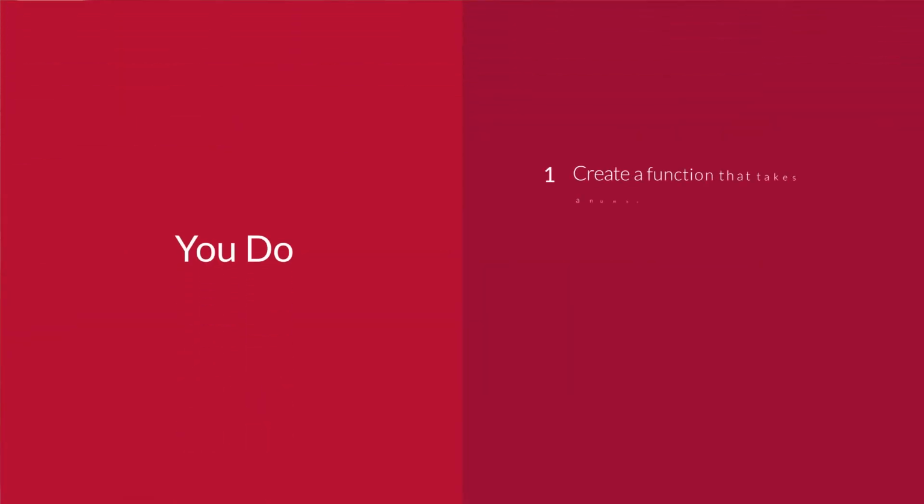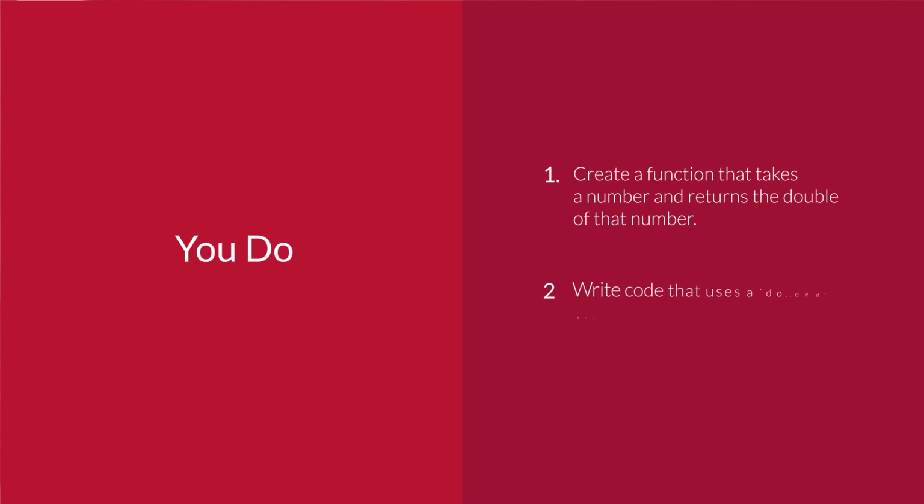Now, on your own, complete the following tasks. First, create a function that takes a number and returns the double of that number. Next, write code that uses a do end block to triple each number from 5 to 10.